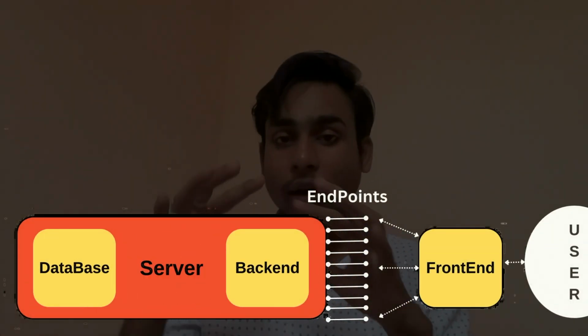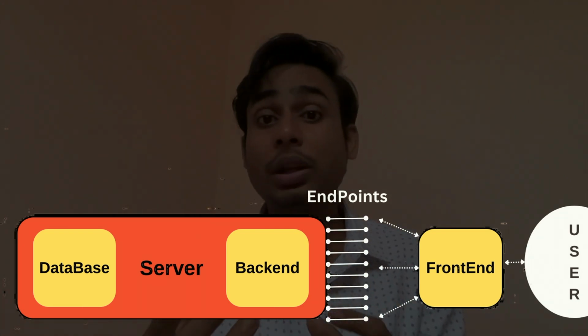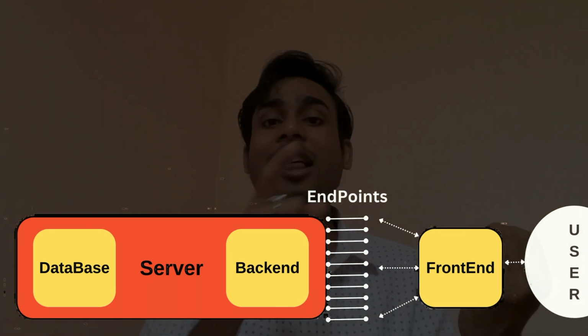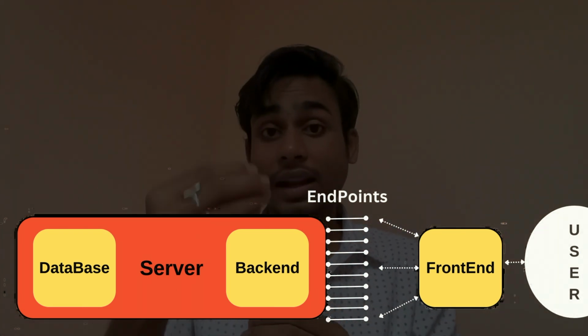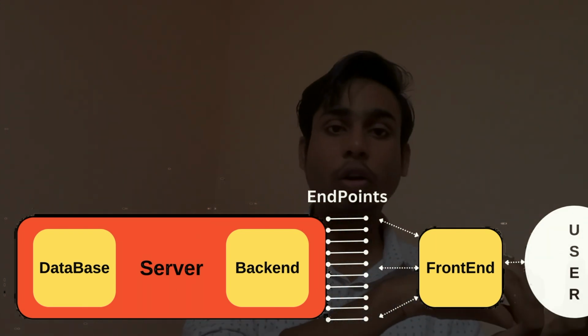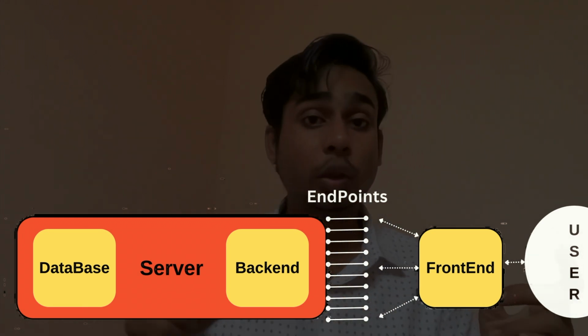In the backend, or in this server, backend plus database, there will be a lot of endpoints which the front end will hit as per the request. The server has a huge set of endpoints, and as per the query the front end will hit those endpoints and will get the data. So this is the whole process. I hope you have got a clear understanding of how a system works: front end, back end, and database.